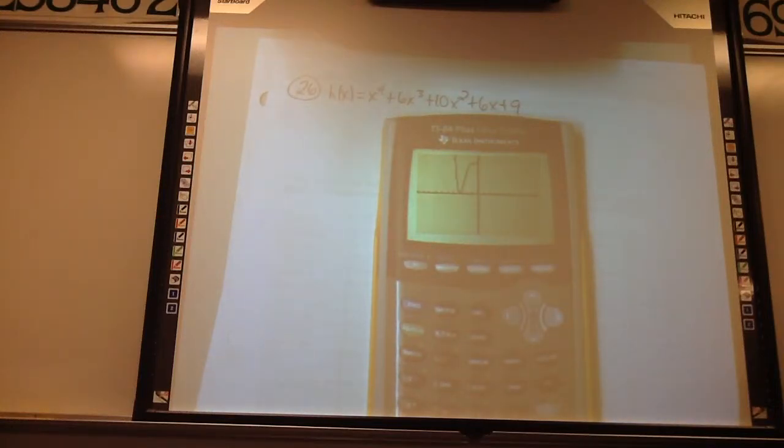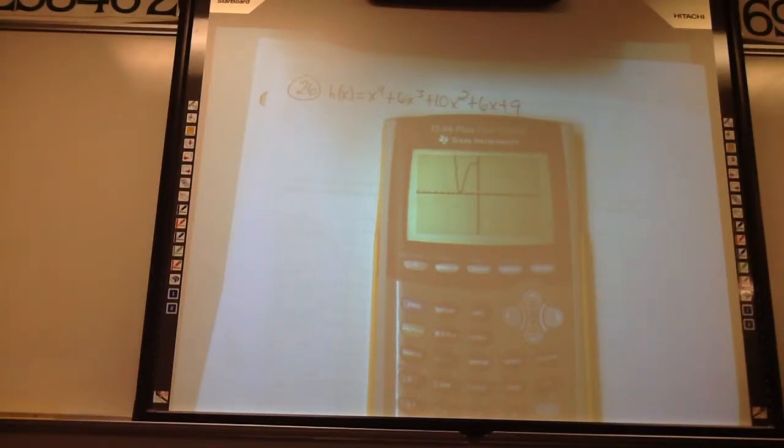Mine still has circles. Mine's boxes. If it doesn't look like that, you probably have something in there. You didn't listen. Go up to Plot 1, hit enter to deselect it. Go up to Plot 1 and hit enter so that it's not highlighted. Now go back down. Now push zoom and push 6.